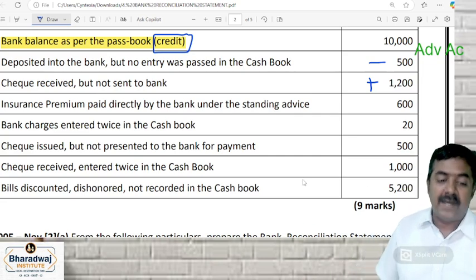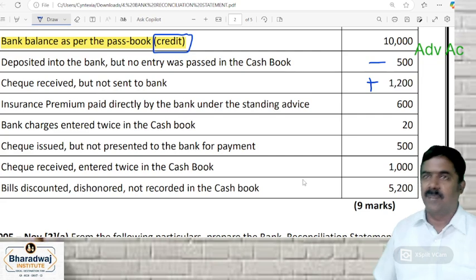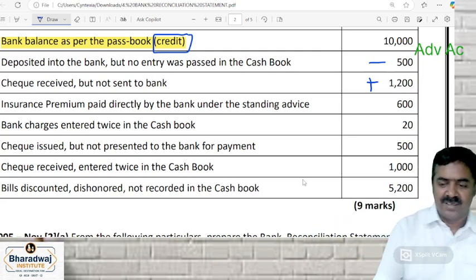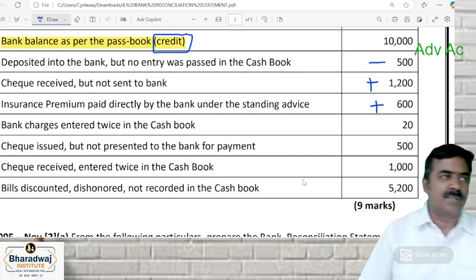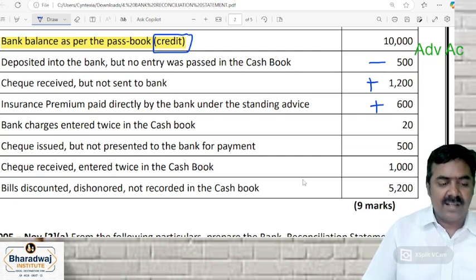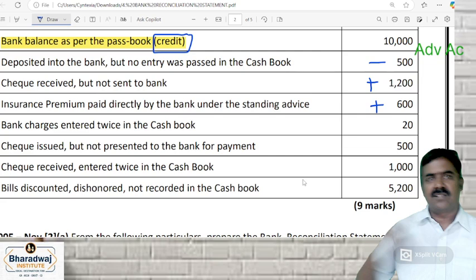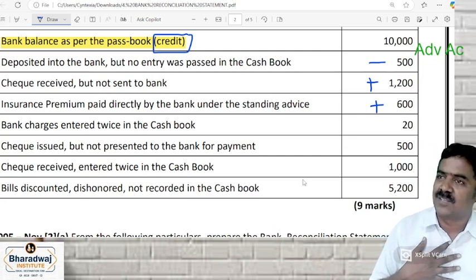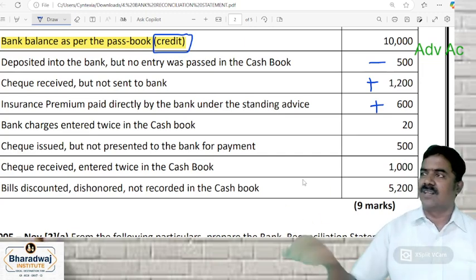Insurance premium paid by the bank. We paid the money. Banker paid the money. அப்ப என்ன பண்ணிருப்போம்? We would have reduced. Whether the customer has reduced? No. Add back. Bank we reduced, but customer has not reduced, so add back. Bank charges entered twice in the cash book. We reduce once, they reduce once, no problem. Banker would have recorded charges how many times? Once. Cash book lo one time enter panna, no reconciliation required.